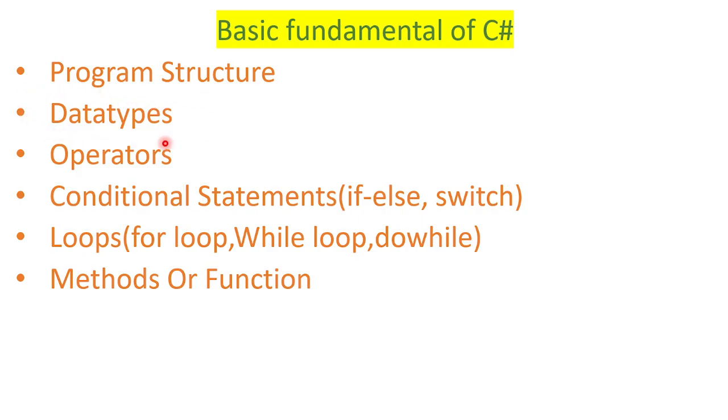Then the data types, which are very important, and the operators. There are many types of operators in C Sharp. Then conditional statements, loops, and methods or functions. These are the topics we're going to cover in this video. Let's jump into the first topic: program structure.